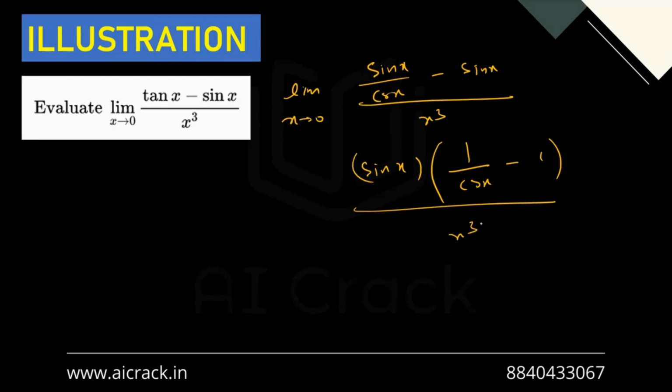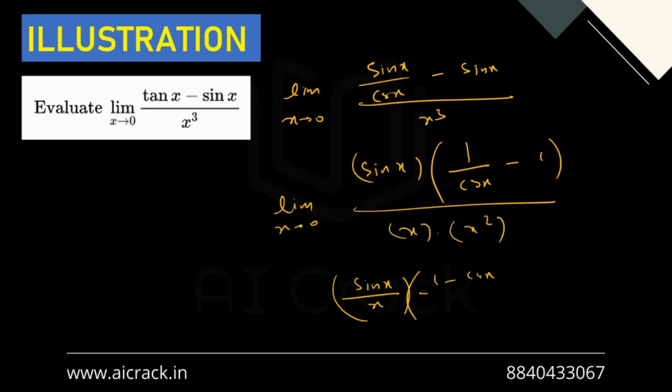Now what I can do, I can split this x cube into two parts. The first one would be x and the other would be x square. Why? Because I can see 1 minus cos x forming over here. I can see sin x by x over here. So I am seeing two standard limits forming over here. Limit x approaching 0. Now this one becomes sin x by x. Now this one becomes 1 minus cos x divided by cos x, and we have 1 by x square, right?